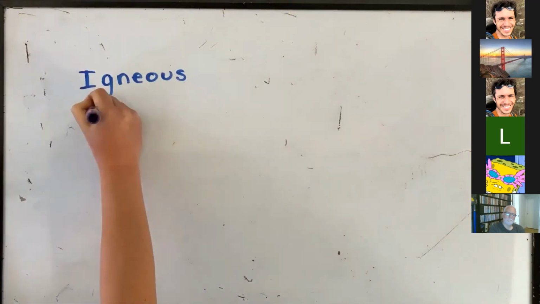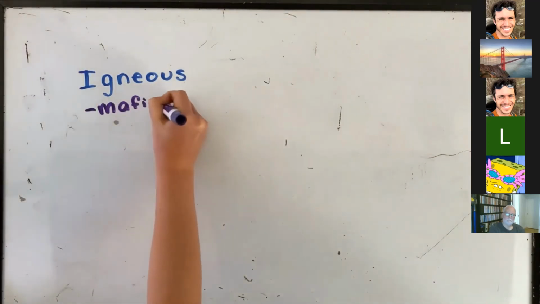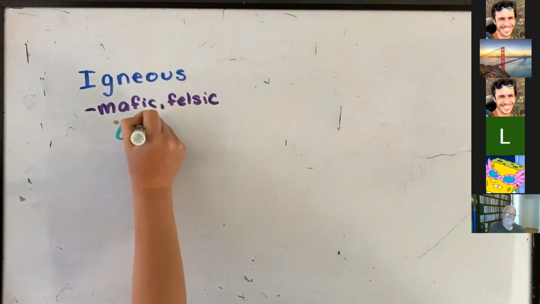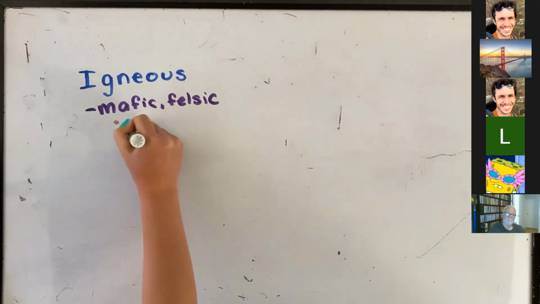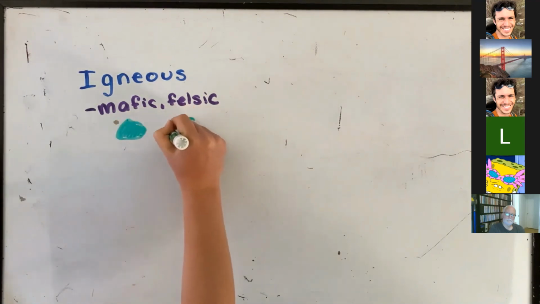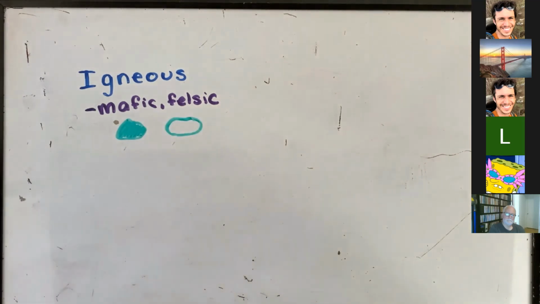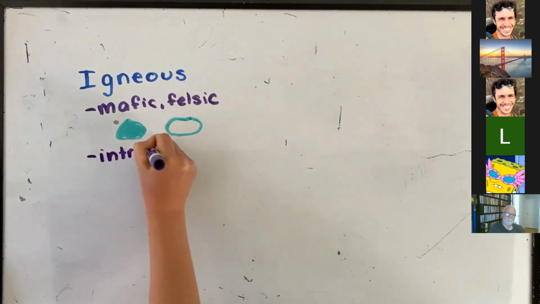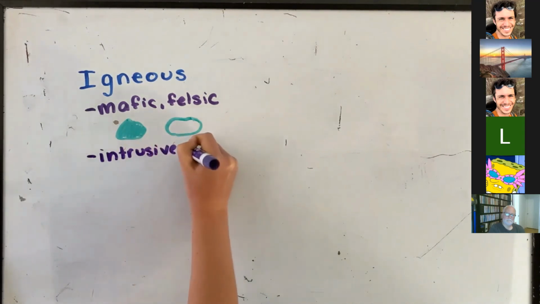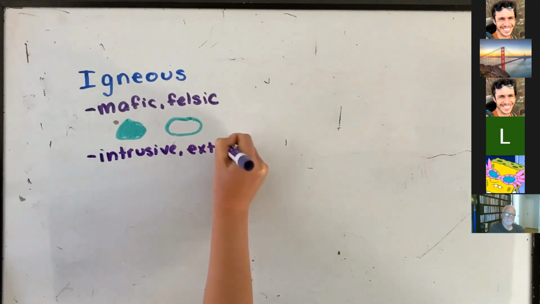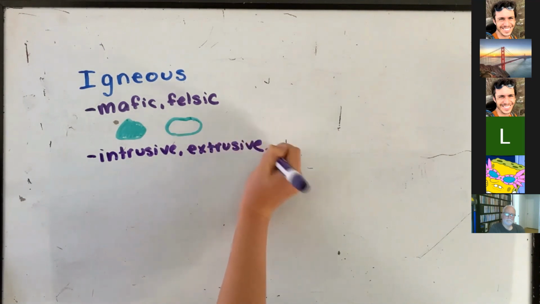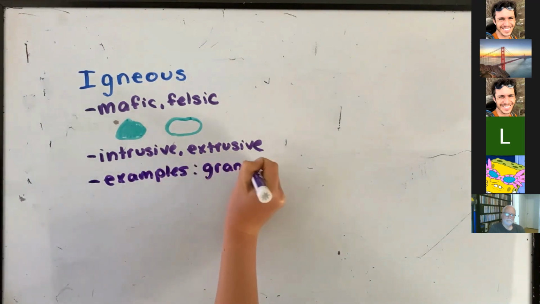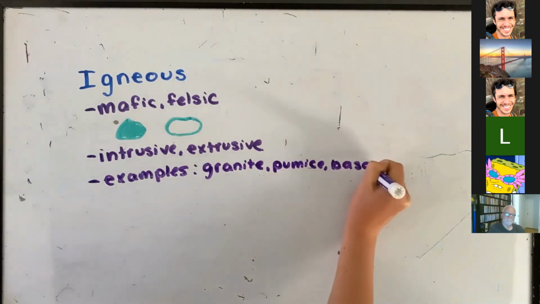The final type is igneous. Igneous rocks can be mafic or felsic. Mafic is when the rock is darker and it's high in iron and nickel and it's low in silica. Felsic is lighter in color and high in calcium, sodium, potassium, and silica. They are also classified as intrusive or extrusive. Intrusive cools slowly underground, allowing the formation of big crystals. Extrusive is when it cools quickly on the surface and there is a lack of crystal growth. Igneous rocks are made from magma, and examples are granite, pumice, and basalt.